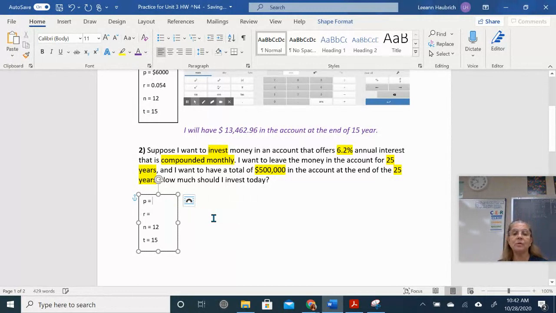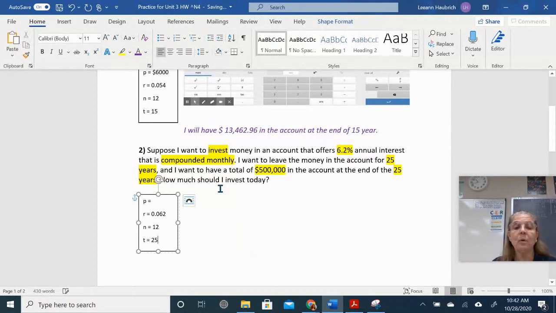Number 2 says, suppose I want to invest money into an account that offers 6.2% annual interest compounded monthly. So 6.2%, I could fill in 0.062. Compounded monthly is going to stay at 12. I want to leave the money in the account for 25 years. So my time is now going to be 25 years.